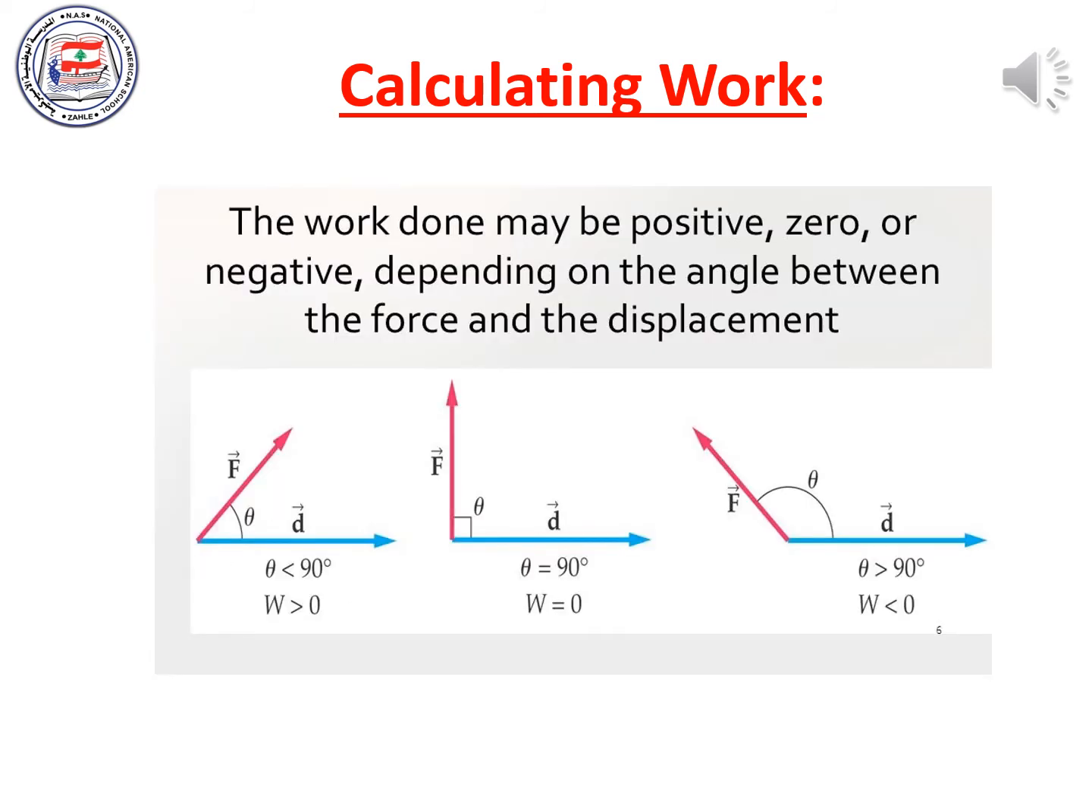The work that is done on an object may be positive, zero, or negative, depending on the angle between the force and the displacement. So whenever the force and the displacement are not in the same direction, the work that is done may be positive, zero, or negative.